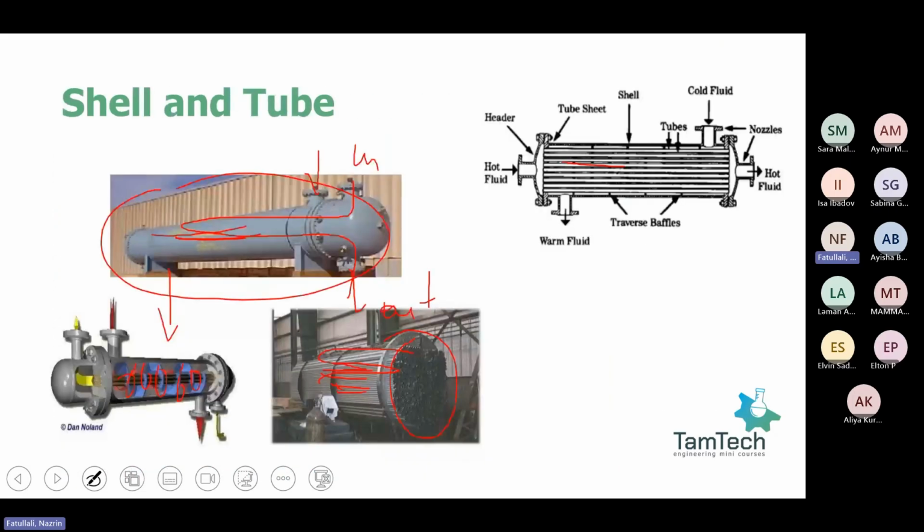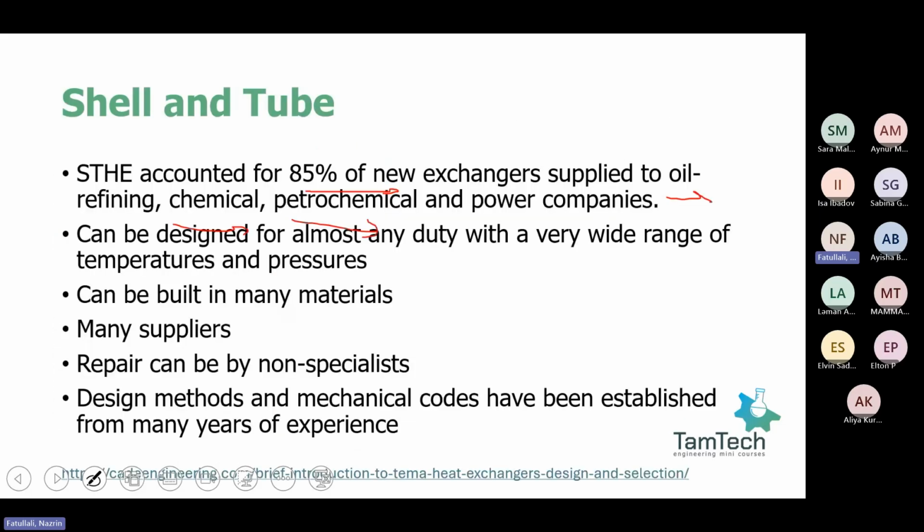So in industry, why does it dominate? Because it handles almost any duty, with any temperature and any pressure, and it can be built in many materials depending on your process fluid. If it's corrosive or erosive, depending on this, you can choose your shell and tube exchanger with different materials. It also has many suppliers, as it is well known and dominates 85% of industry.